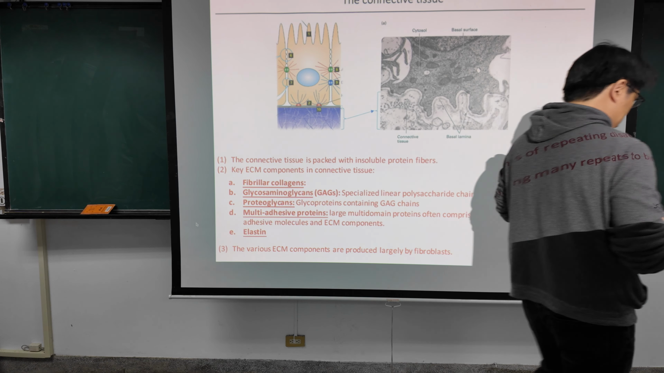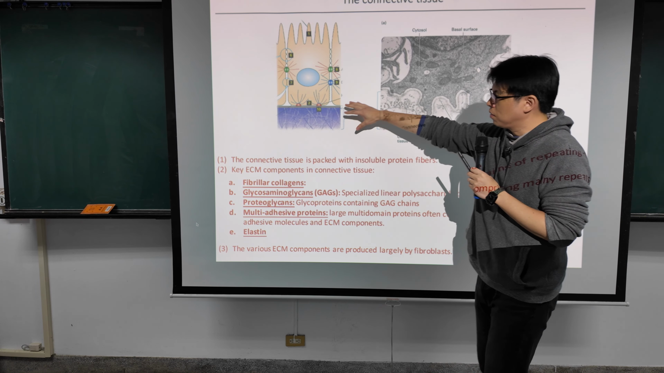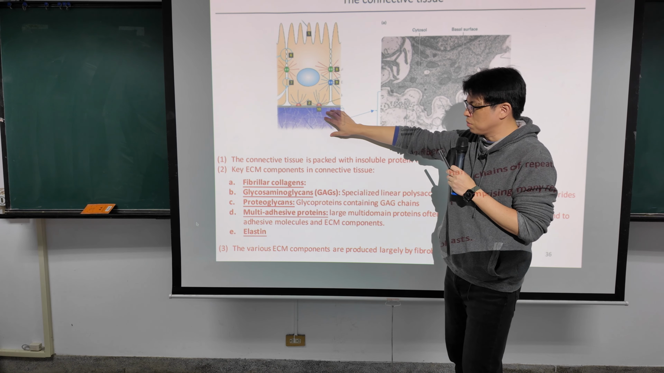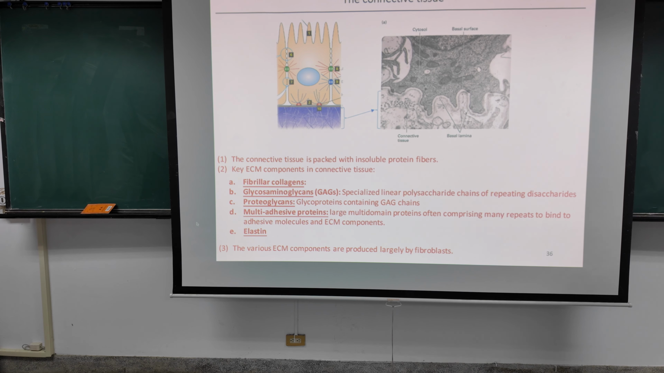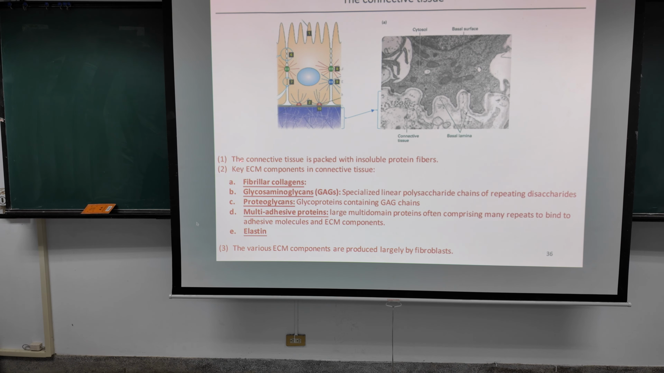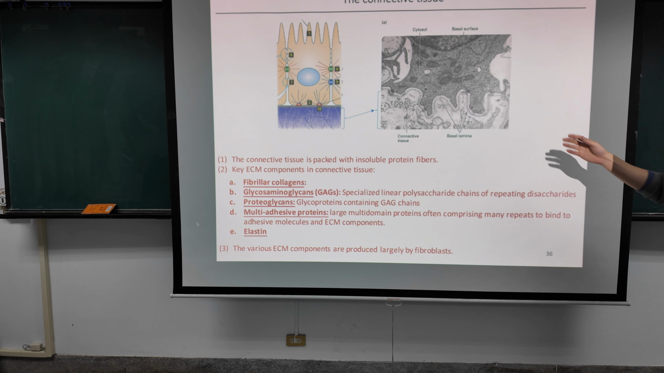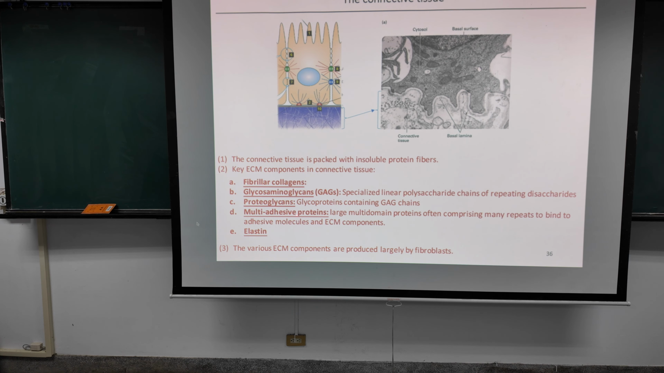Okay, so let's go deeper. This area will be the connective tissue. Okay? So you will see a lot of components here. The key extracellular matrix components in the connective tissue are GAG, which is a repeat disaccharide, two sugars, and proteoglycan, a glycoprotein containing GAG disaccharide. And there are also proteins like glycoprotein and elastin.